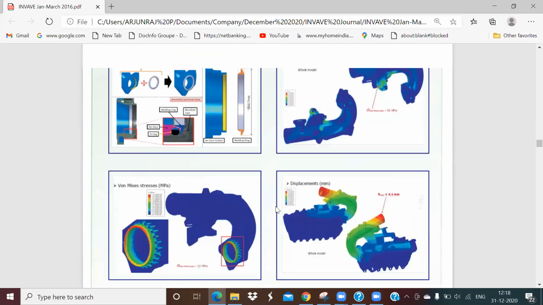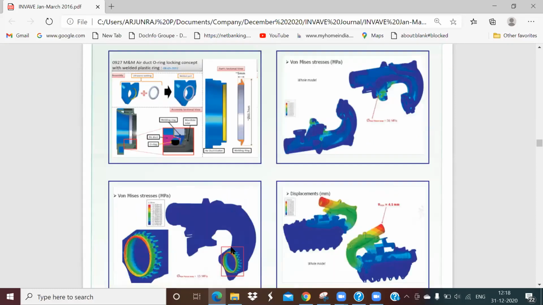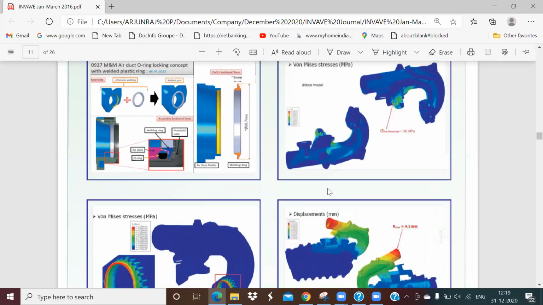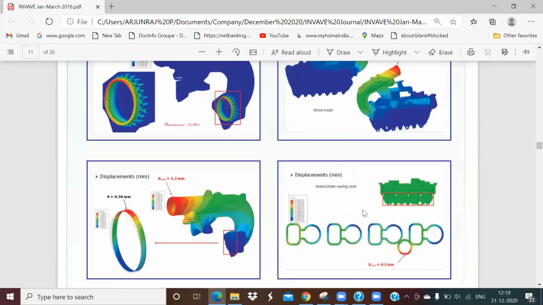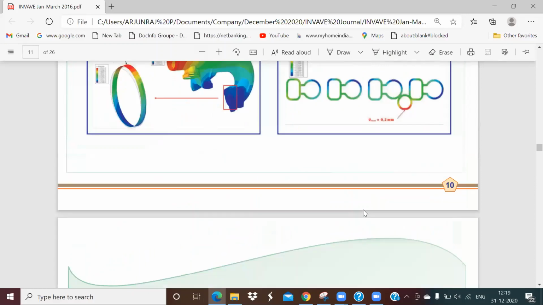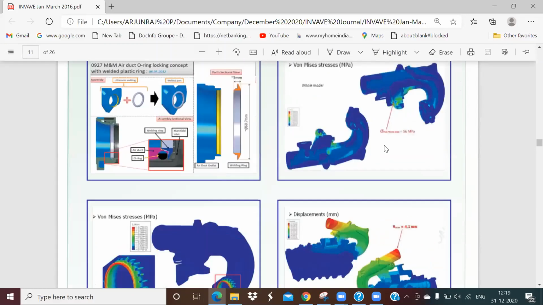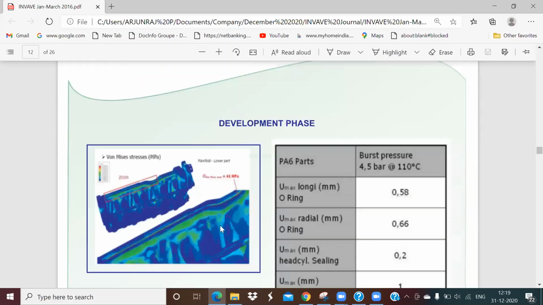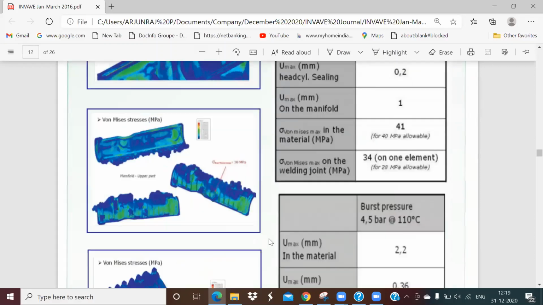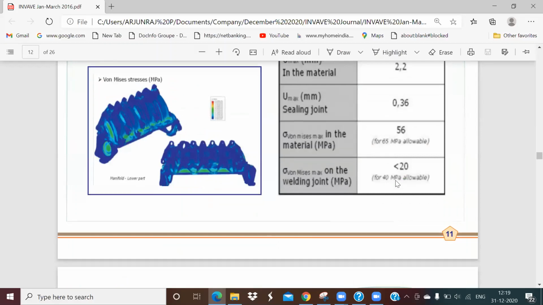Then for all the CAE stress levels, how much should the stress be? The factor of safety, everything you have to understand, the displacement of the air duct individually as well as the manifold. Individually, you have to check the manifold. It will be less than the allowable stress.